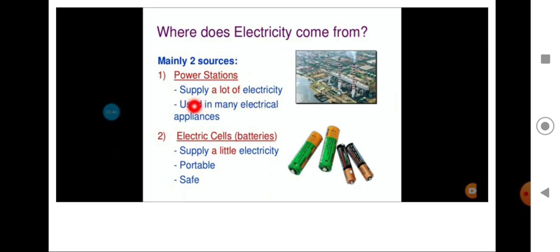One source is the power station, what you get through the wires, which is used to make many appliances in your home work. And for some of the appliances, we use electric cells, which produce a small amount of current. We will be learning it one by one, children.